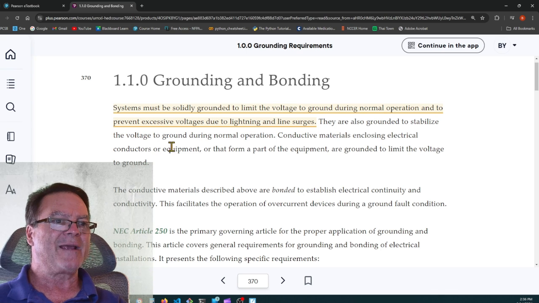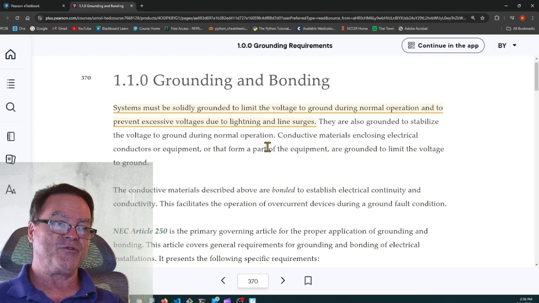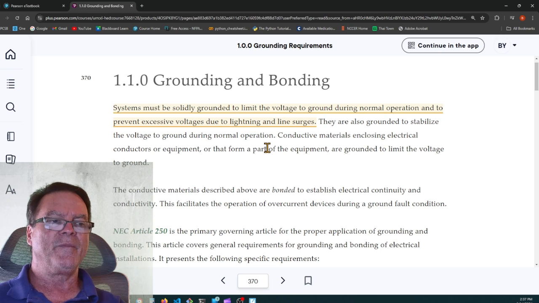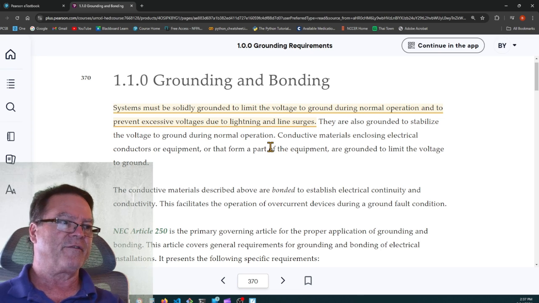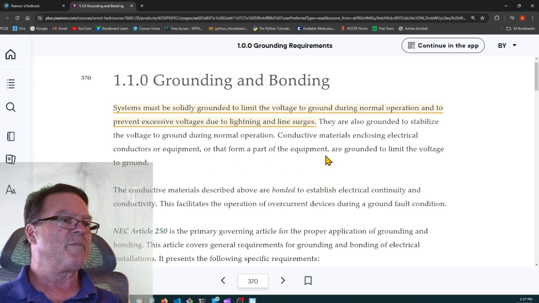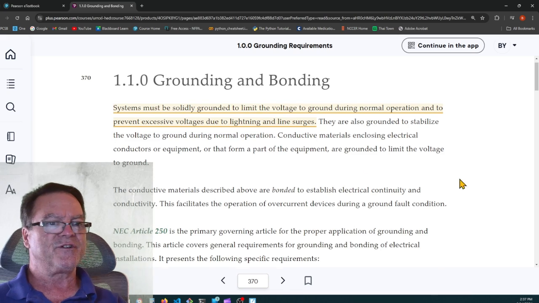They're also grounded to stabilize the voltage to ground during normal operation to make sure that we have 120 volts from A phase to neutral and from B phase to neutral. We don't have a floating neutral. We have to make sure that the grounded conductor, which is the neutral conductor, is solidly grounded to earth. Conductive materials enclosing electrical conductors or equipment, or that form part of the equipment, are grounded to limit the voltage to ground.